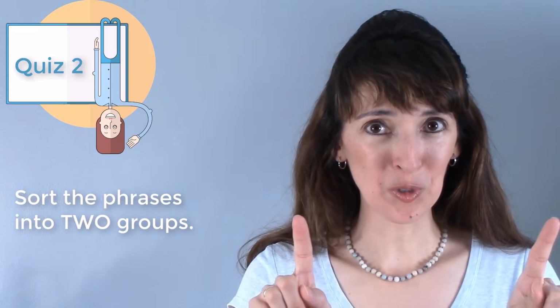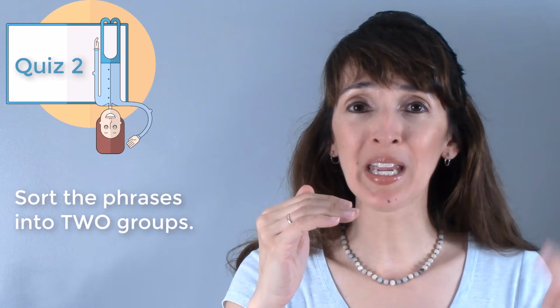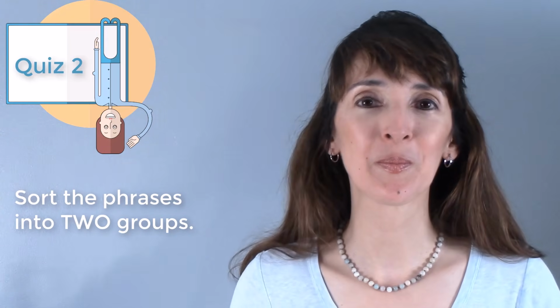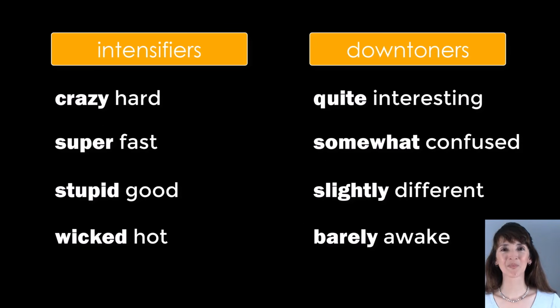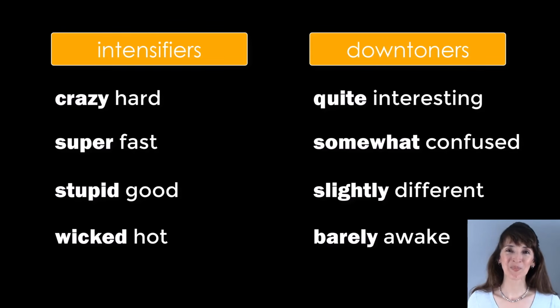Let's see if you're familiar with other downtoners. I'm going to mix up some intensifiers with words and phrases that tone down a quality. Can you sort these phrases into two groups? Words that express a higher degree and words that express a lower degree. Here's how I'd sort them.